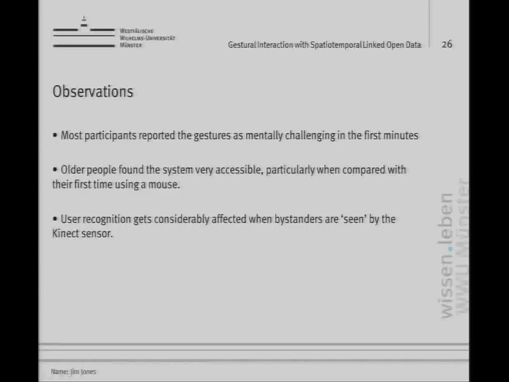The user recognition gets considerably affected when bystanders are seen by the Kinect sensor. We still have to improve this because we have to use a gesture so the computer understands that the person is a new user. You have to do this with the two arms up so the computer understands you. But if there are many people around you, the computer still doesn't know to whom to give the rights for using it.